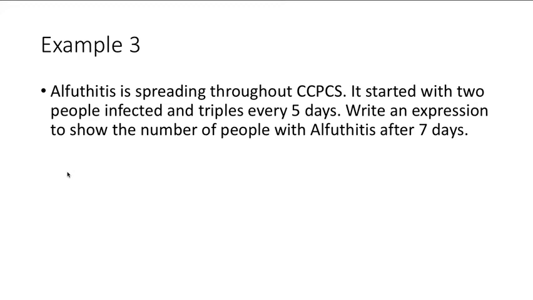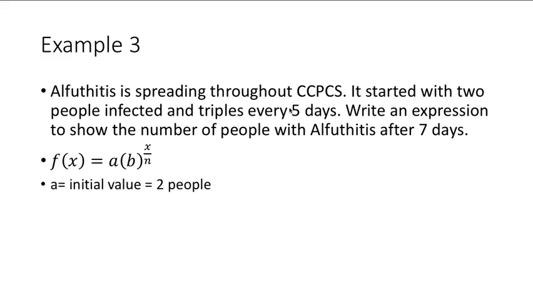So let's think about this. We're tripling every 5 days, and we started with 2 people. So this time, since I'm getting a straight triple, I'm going to use the function f of x equals a times b to the x over n. My a, the number of people that started with this infection, was 2. My b, the base, or how much it's increasing, it's tripling, so my growth factor is 3.